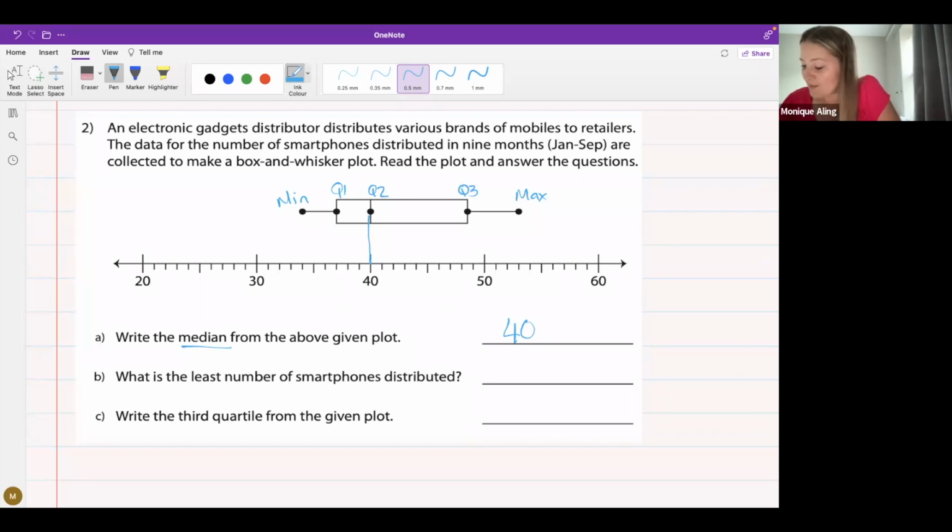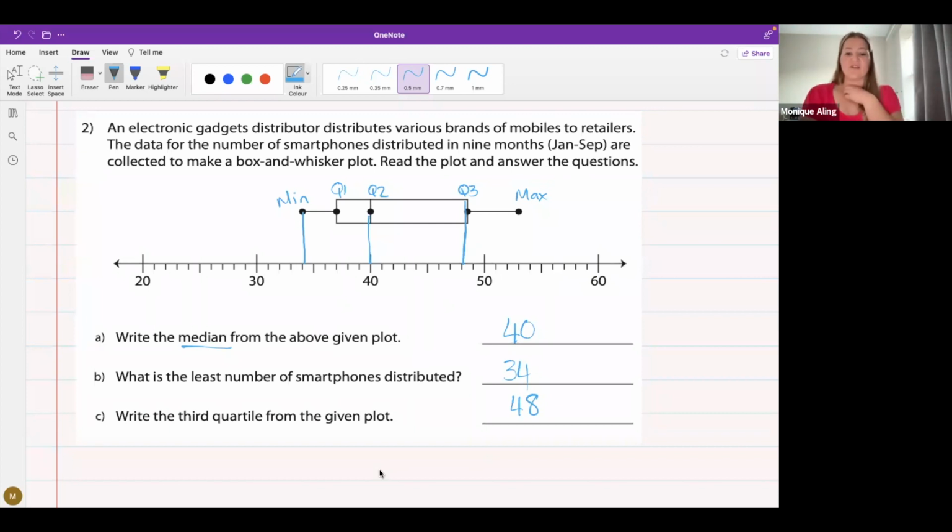What is the least number of smartphones distributed? So that's our minimum amount, which is 34. And write the third quartile from the given plot. Third quartile is in line there, and that's at 48.